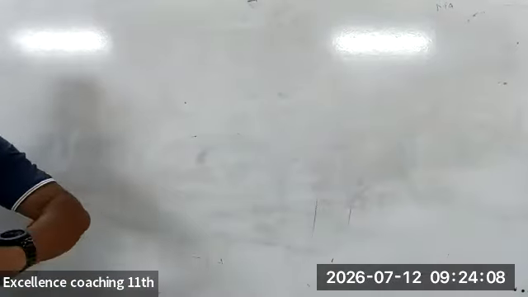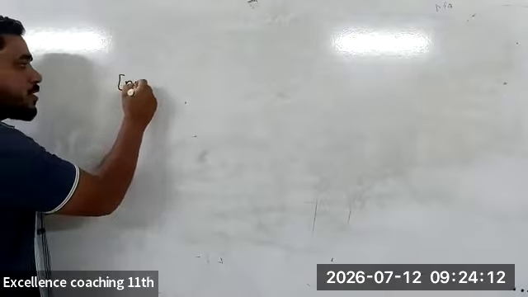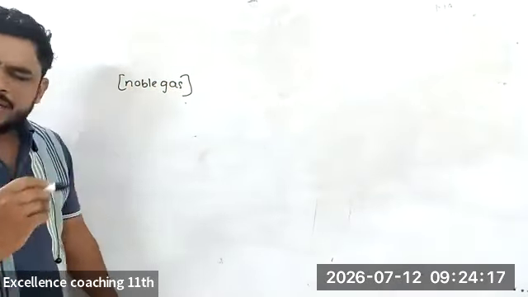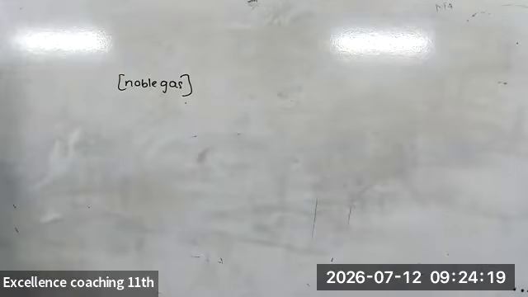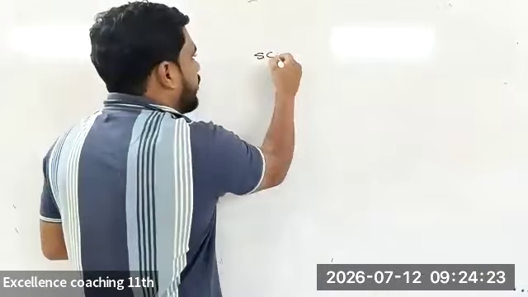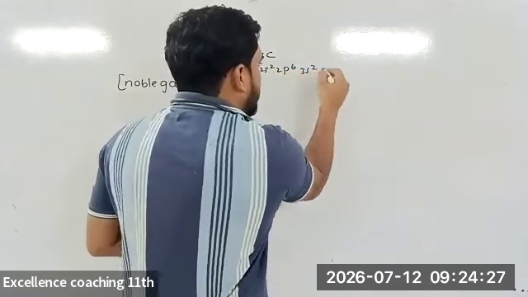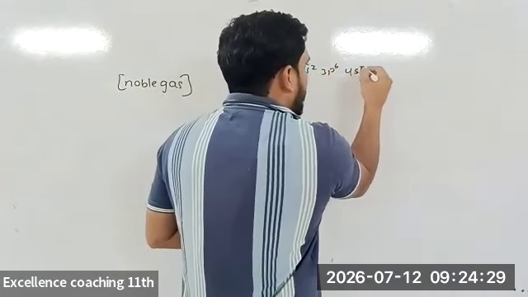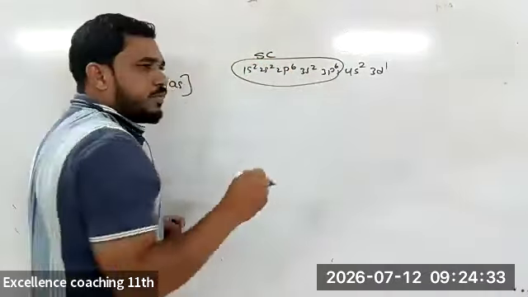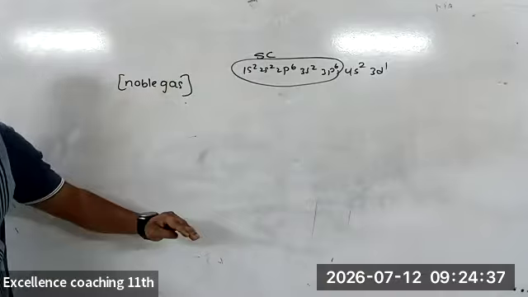For the d block, what is it? For the d block also we can write noble gas. If you are not writing it, I will not cut your marks, but it is better to write it. For scandium, it will be 1s2, 2s2, 2p6, 3s2, 3p6, 4s2 and 3d1. This part will be argon, so the noble gas will change for every element.